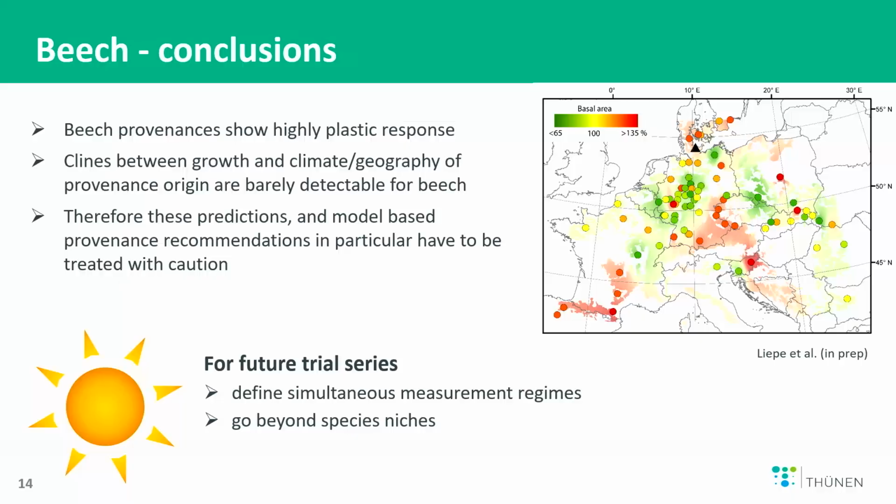And we should go beyond the species niche, as Jill proposed in her talk. I think that is very important, because for this beech example, we have seen that many of the sites included in these trials actually represent ideal habitat for beech. It's just a few that have extreme conditions, and we need these to find the ends of where the quadratic function goes down.